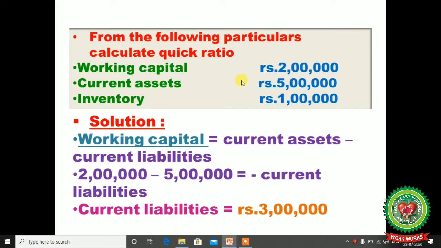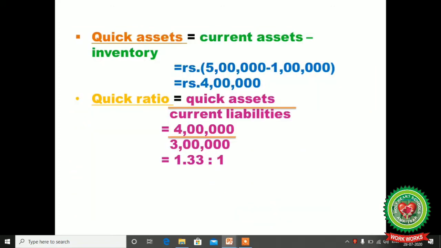So students, you know what is the formula for working capital? Working capital is equal to current assets minus current liabilities. So put the value. Current assets, you are having 5 lakh, and current liabilities, which is not given to you, only working capital 2 lakh given to you. With the help of the working capital and current assets, very easily you just find out the current liabilities. So here your liability 3 lakh, after deducting 2 lakh from the 5 lakh rupees.